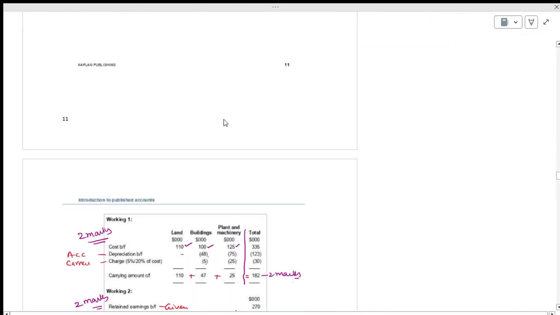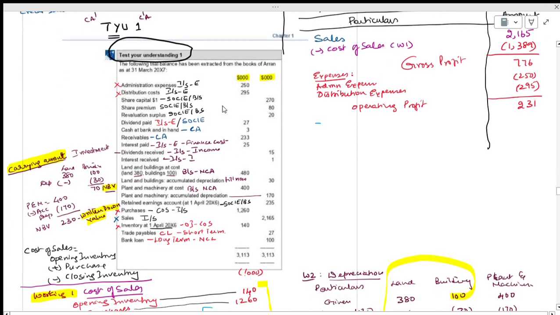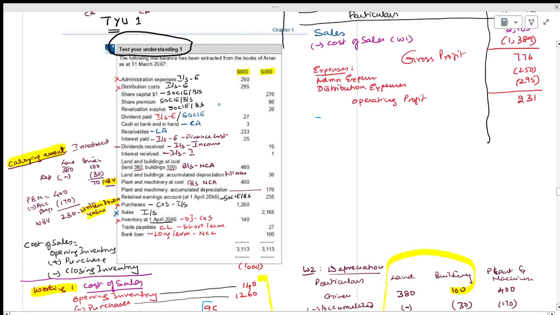Go to the question. Interest paid. It is there. How much is the interest paid? 25. Minus 25, interest paid. Next, investment income. See, put one cross there. Is it right? Put one cross there.